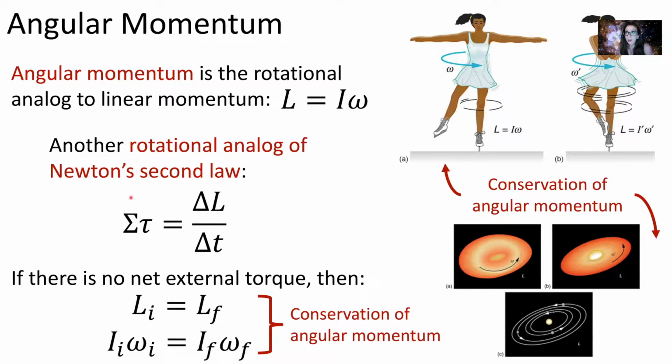Our final topic is going to be angular momentum. Angular momentum is really important to our universe. Angular momentum is the rotational analog to linear momentum, and we represent angular momentum as a capital letter L. Angular momentum L is equal to the moment of inertia times omega.